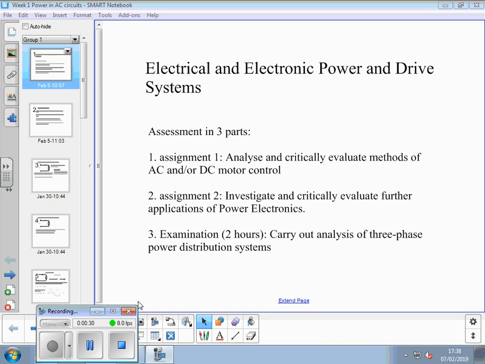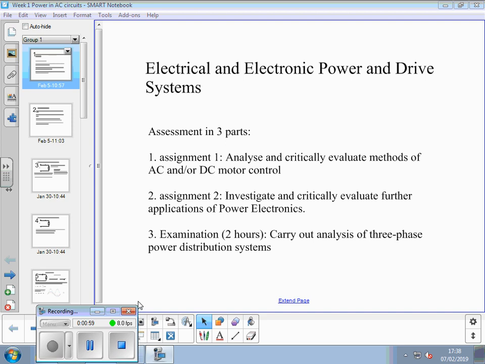Right. So, the assessment of this module, which is the most important thing to you, is in the form of 3 parts: 2 written assignments, and thirdly an examination of 2 hours duration, sometime in May, possibly early June. I don't know the date off the top of my head. It has been sent to you, but I'll confirm it near the time.